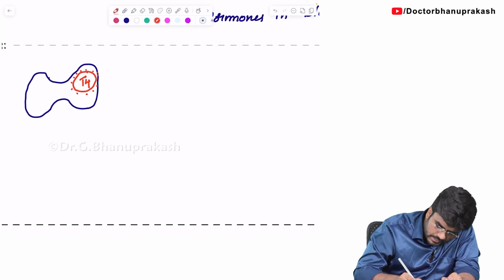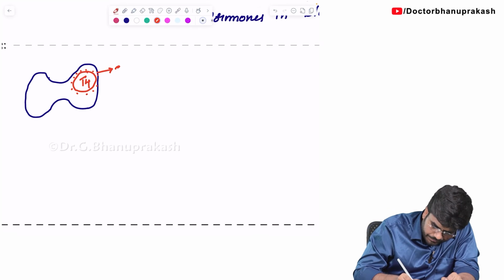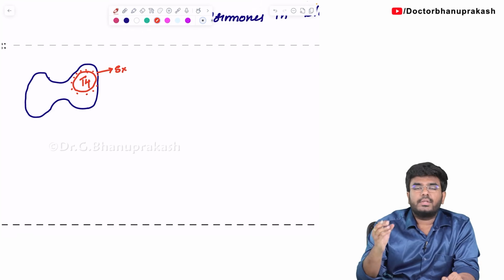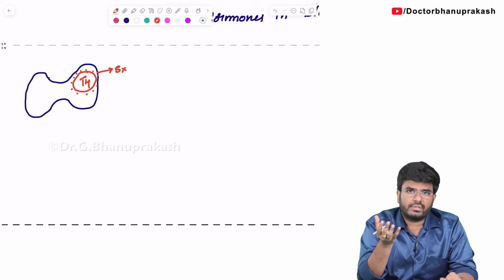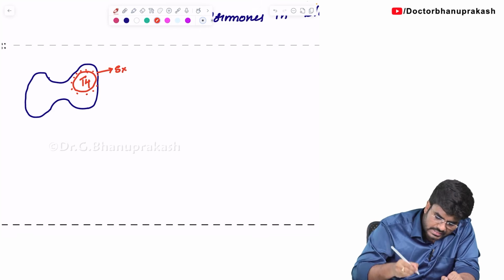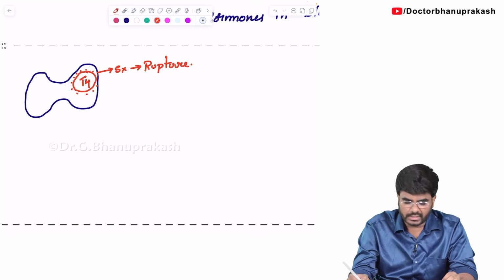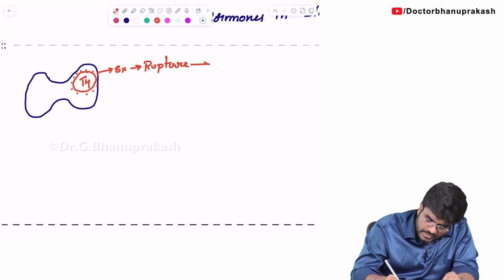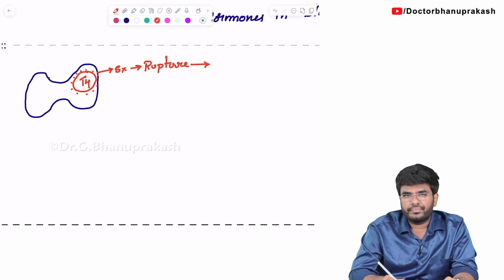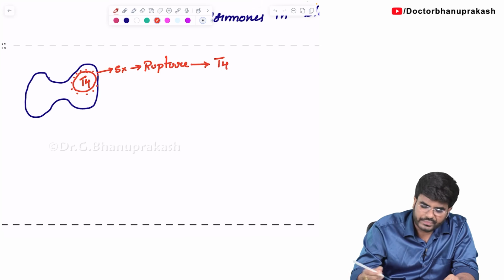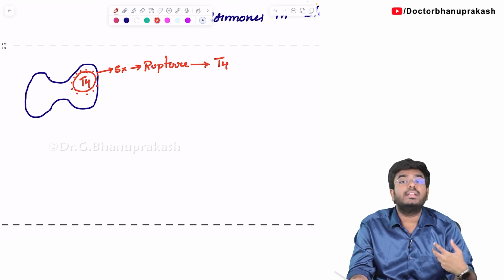Now while performing the surgery, what happened? While we are removing this tumor, the thyroid gland is very soft. There is a chance this tumor will rupture. So what exactly happened is the tumor got ruptured. Whenever the tumor ruptures during the surgery, that is intraoperative rupture, there is release of a massive amount of T4 into the blood.